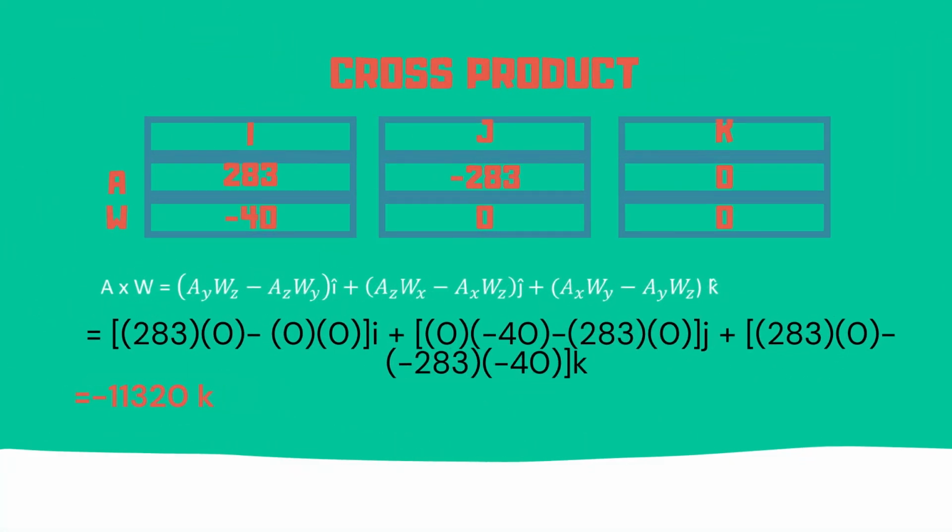Cross product. To solve for cross product easily, we must establish a table that consists the following vectors. The cross product is equal to AyWz minus AzWy i hat plus AzWx minus AxWz j hat plus AxWy minus AyWx k hat, and we will arrive at the answer of negative 11,320 k hat.